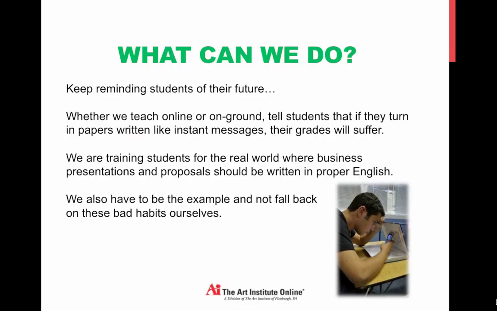And if it's not okay there, why should it be okay here? Whether we teach online or on ground, tell students that if they turn in papers written like instant messages, their grades will suffer. If a student doesn't see the consequences of their actions, then they're not going to know to change that behavior. You can verbally warn someone, and you can give them pointers and all that kind of stuff. But I think students really get the message if they start to see their GPA drop a few points from not using proper English in the classroom.